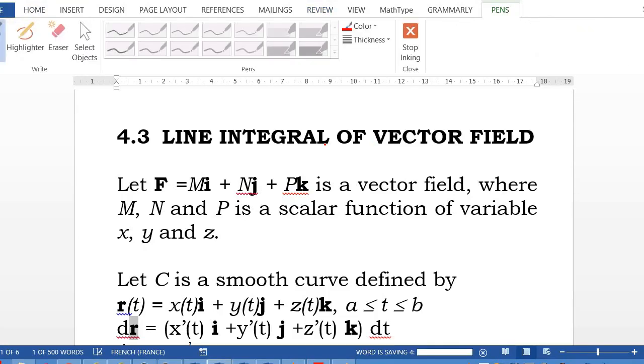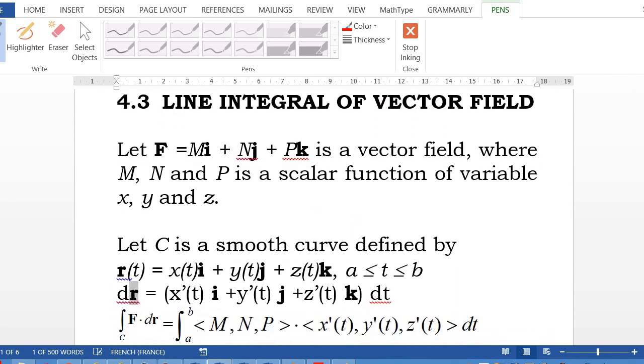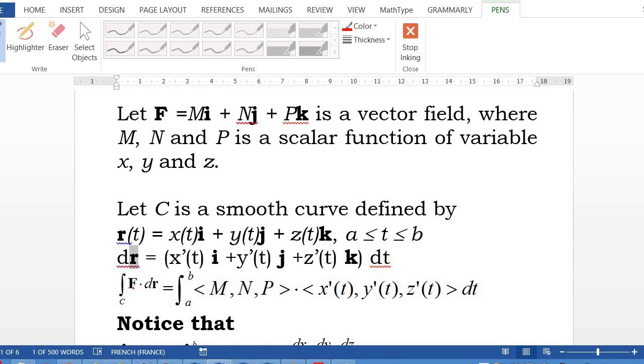Today we are going to learn the line integral of a vector field, which is in the form of the line integral of F dot dr along the curve C, where F is a vector field consisting of Mi plus Nj plus Pk, where M, N and P are scalar functions of variables x, y, and z. And let C be a smooth curve defined by r(t) equal to x(t)i plus y(t)j plus z(t)k, where t goes from a up to b.